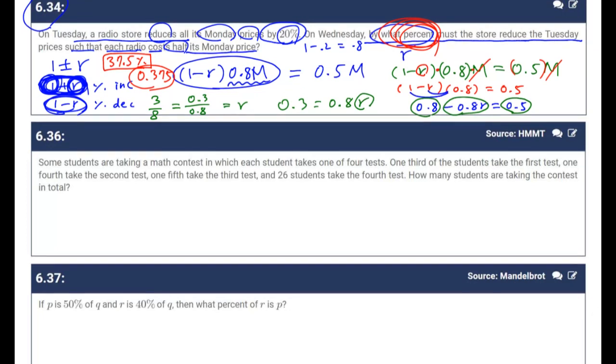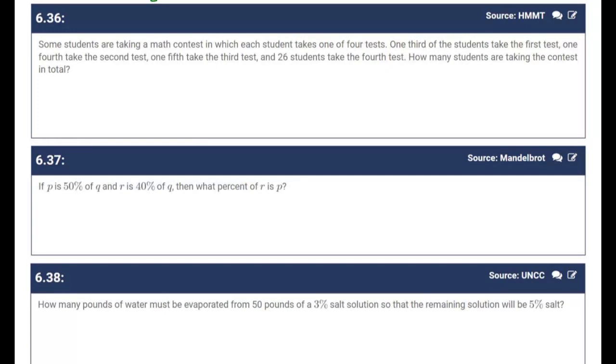Next question, 6.36. Some students are taking a math contest in which each student takes one of the four tests. Right? Now, 1/3 of the students take the first test. 1/4 take the second test. 1/5 take the third test. And so far, let's add the fractions. The first test, 1/3 of the students. Second test, 1/4 of the students. And the third test, that's 1/5 of the students.